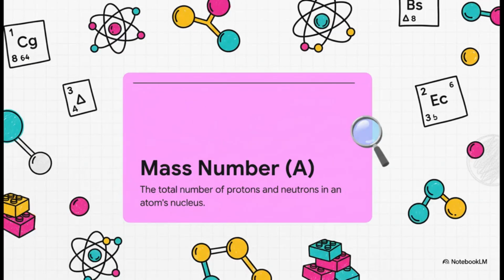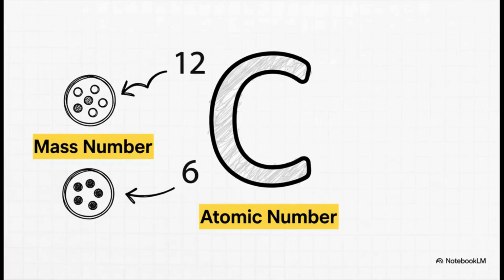The second number you gotta know is the mass number. This one's easy. It's just the total count of the heavy particles, so protons plus neutrons in the nucleus. And since we already know the electrons weigh next to nothing, this number gives you a really good idea of the atom's total mass. So this is how you see it written down, kind of like a secret code.